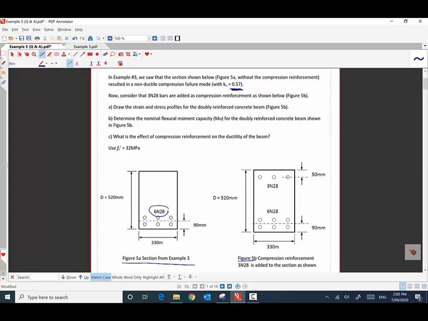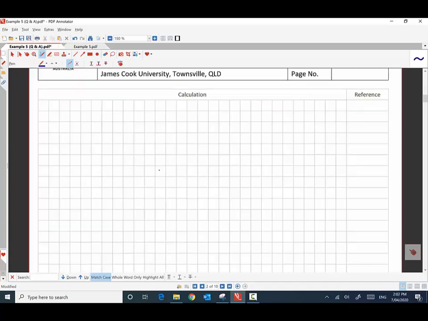So it is the same beam that we are analyzing, except that we have added 3 N28 bars in the compression side as well. The compression side bars are shown here, with the effective cover in the compression side, DSC, being 50mm as shown in the figure. The rest of the dimensions for the beam are exactly the same, and we are required to draw the strain, stress and force profile for this doubly reinforced concrete beam, find the flexural moment capacity MU and the design moment capacity for this beam, and also compare. So first we draw the stress, strain and force profile for the doubly reinforced section.